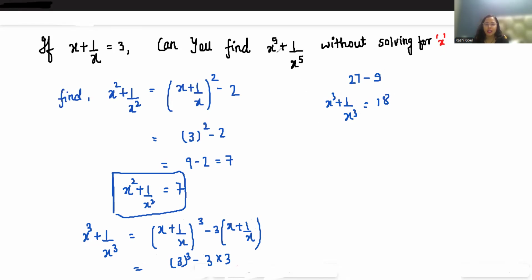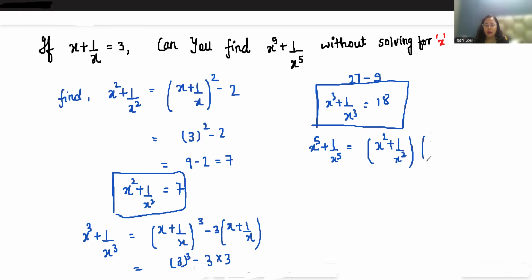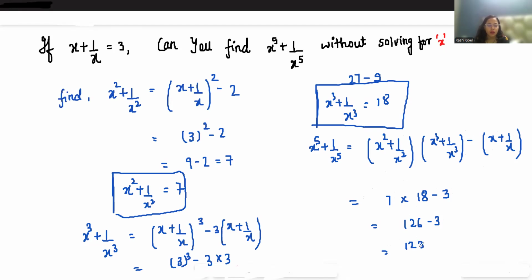Now we have to find x power 5 plus 1 by x power 5. So we will combine both the formulas. x power 5 plus 1 by x power 5 is x square plus 1 by x square times x cube plus 1 by x cube minus x plus 1 by x. The value of x square plus 1 by x square is 7, times 18, minus 3 as per the question. So 7 times 18 is 126, minus 3 is 123.